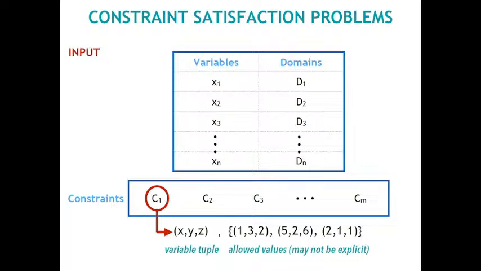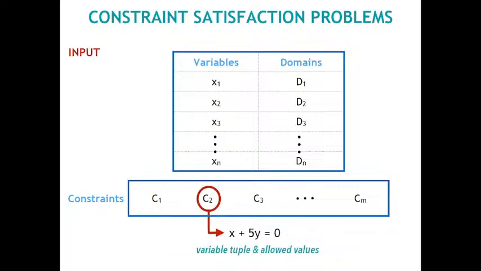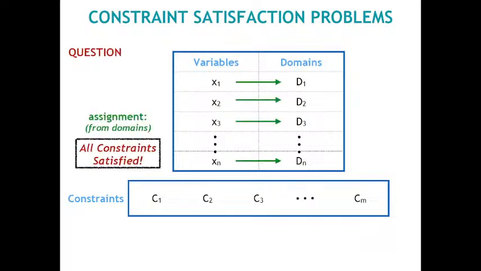In this example, for the tuple x, y, z, they can get values (1, 2, 3), (5, 2, 6), (2, 1, 1). This set of allowed values can either be given explicitly or implicitly. For instance, you can state that x plus 5y should be equal to 0, in which case you are encoding both the tuple of variables and the kind of values they can get together. The question is, can we assign each variable a value from its domain so that we end up satisfying each of the constraints?